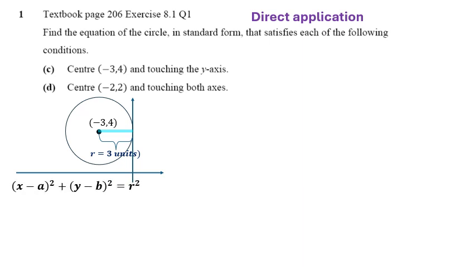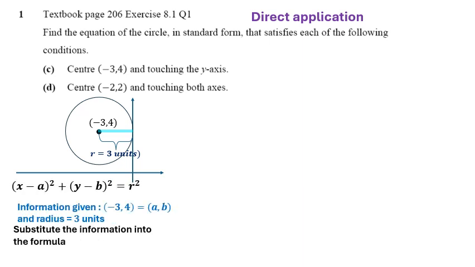Right, so with all this information, we can just substitute into the formula. The only thing to take note of is because the value for a is -3, ensure that you bracket it so that your negative times a negative will give you a positive here. All right, so that is part C.